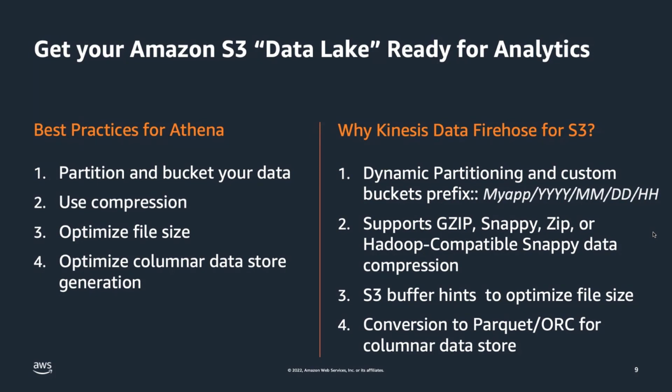Next, S3 buffer hints to optimize the file size. So one of the buffer options is the file size. Firehose can aggregate traffic as it comes to it and monitor the file size once it reaches a certain size that you specify, maybe 64, 128. Once that file size is reached, then it will push that file as an object to Amazon S3. You can also do it based on time. If you want data to come faster and you don't want to wait, then you can set a buffer interval time, 60 seconds or 10 minutes or 15 minutes, whatever makes sense to your use case.